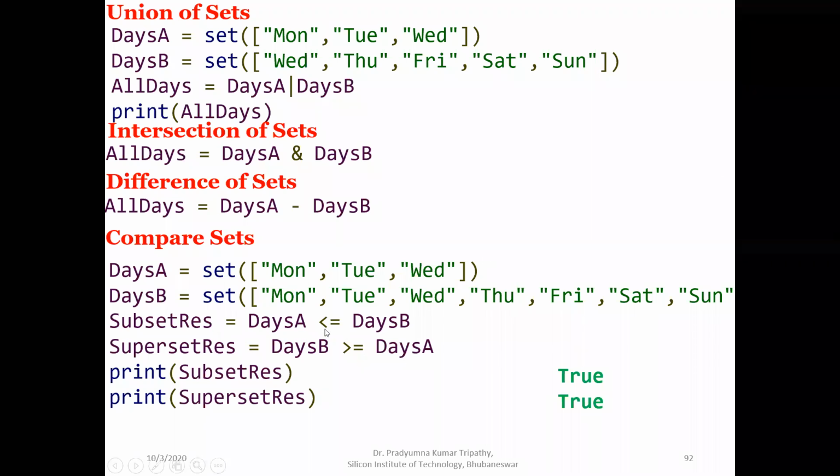Suppose, for example, Monday, Tuesday, Wednesday is present over here in this. This is a subset of this, so I can say this is less than this. So this is actually used for subset or superset. Less than is for subset, greater than is for superset.